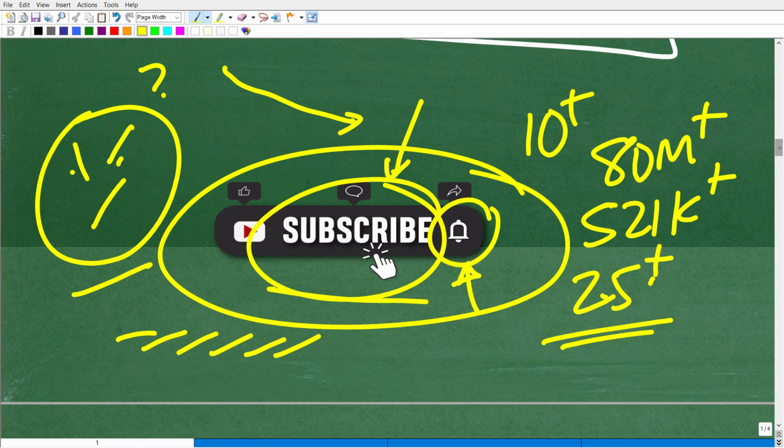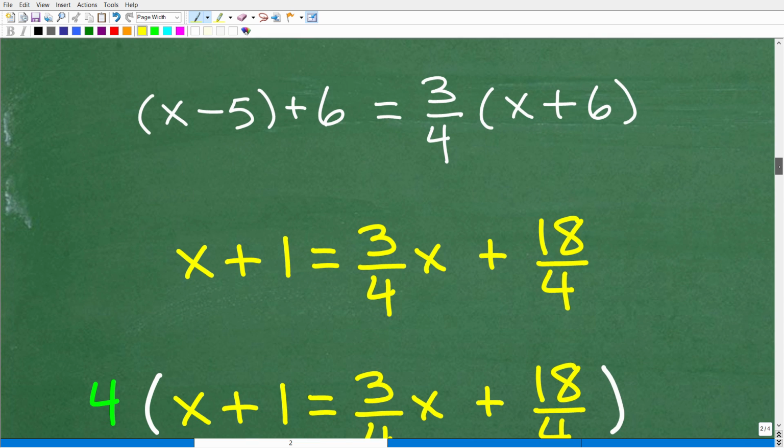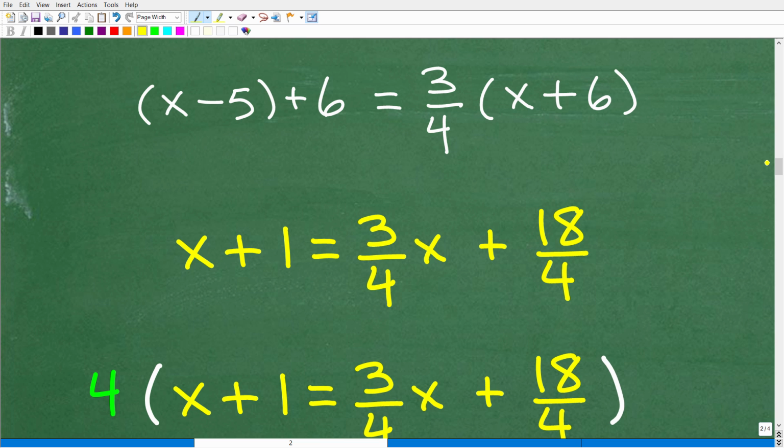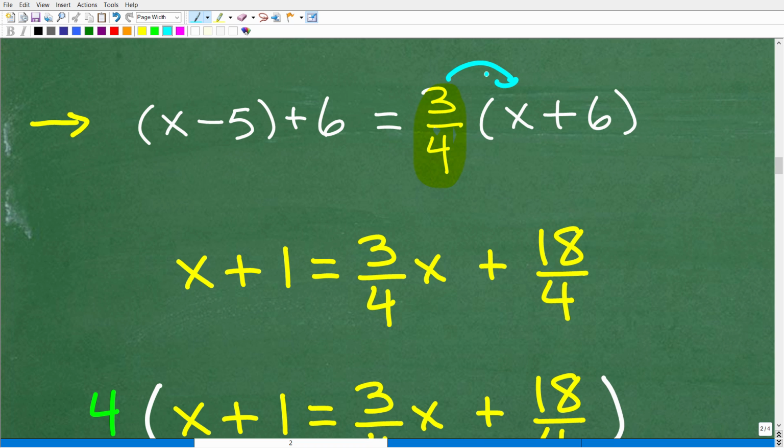And now let's go ahead and take a look at how to solve this equation. All right, so (x - 5 + 6) is equal to 3/4 times (x + 6). So, of course, we're super excited here because we have a fraction. And a lot of students are like, I don't like fractions. Well, you have to be really comfortable with working with fractions. So the first thing we want to do is apply the distributive property right here. So we're going to go ahead and take this 3/4 times x and times 6. So 3/4 times x is 3/4 x plus 3/4 times the 6 is going to be 18 over 4.